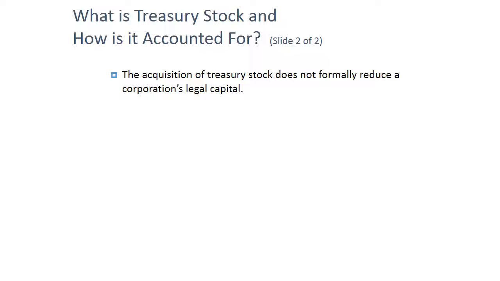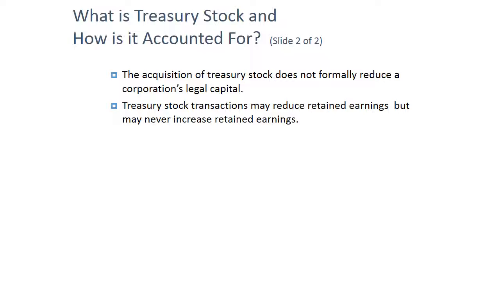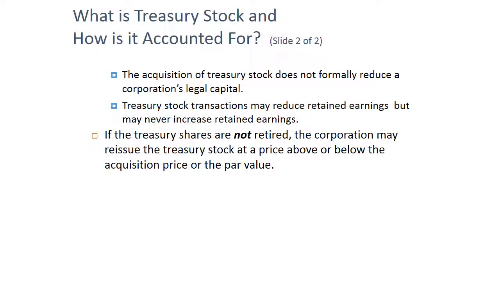The acquisition of treasury stock does not formally reduce legal capital, so we don't debit common stock. Instead, we debit a contra equity account called treasury stock. Now, some transactions with treasury stock may reduce retained earnings, but they'll never increase retained earnings. If the treasury shares are not retired, so the corporation buys its own stock back and it plans on selling it, the corporation may reissue the treasury stock at a price above what they originally bought it back at or below it.